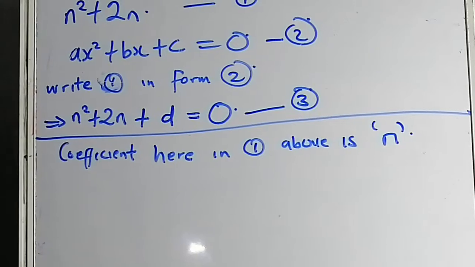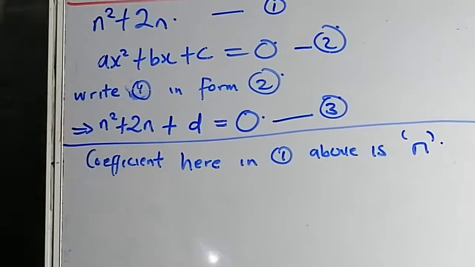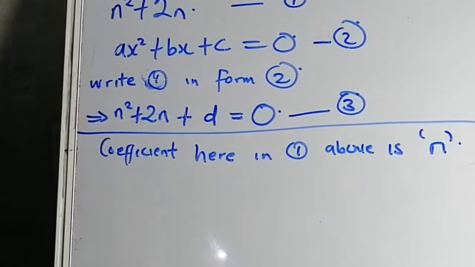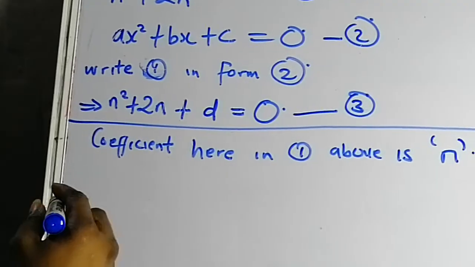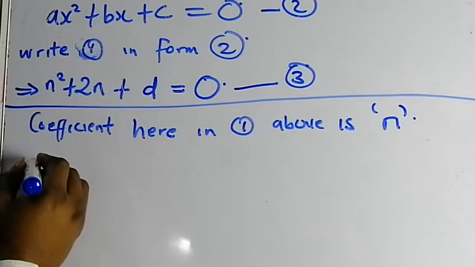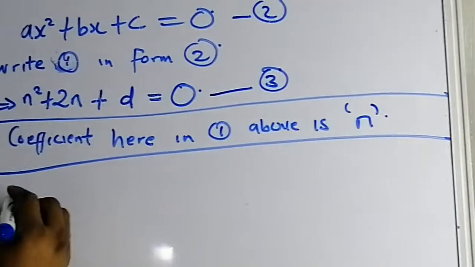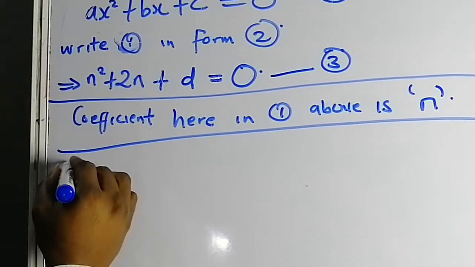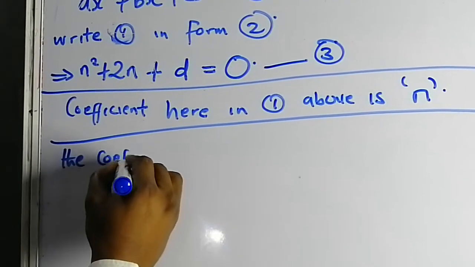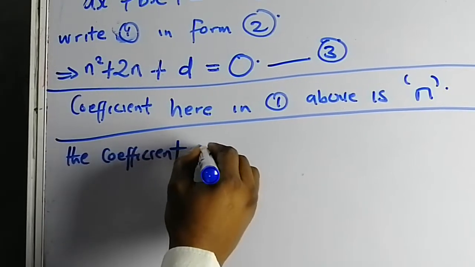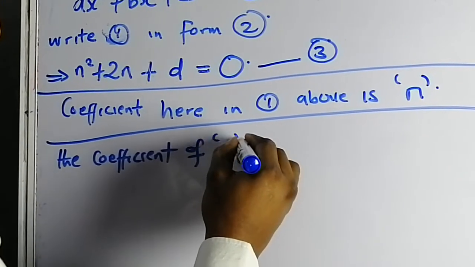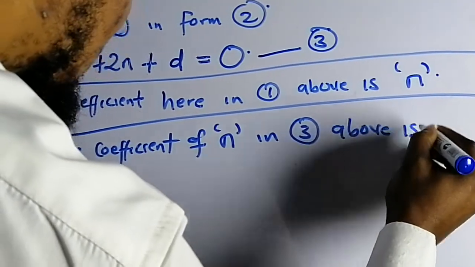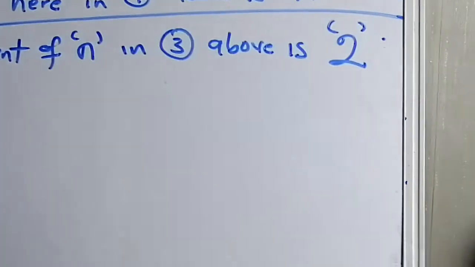Now in this equation we have n squared, we have 2n with no power, then we have d, which is what we are looking for to make it a perfect square. The next step is to ask: what is the coefficient of n in 3 above? The coefficient of n in 3 above is 2. Do you see now?